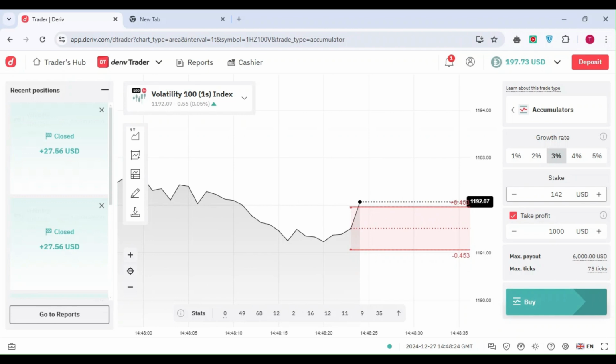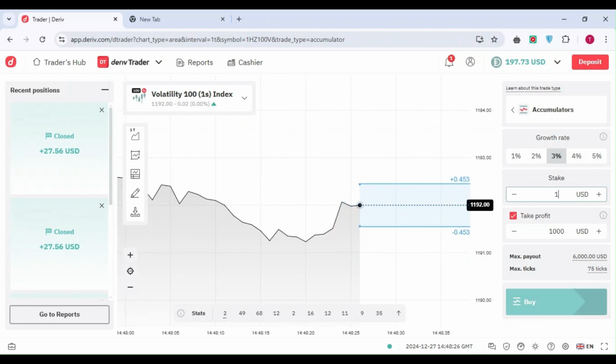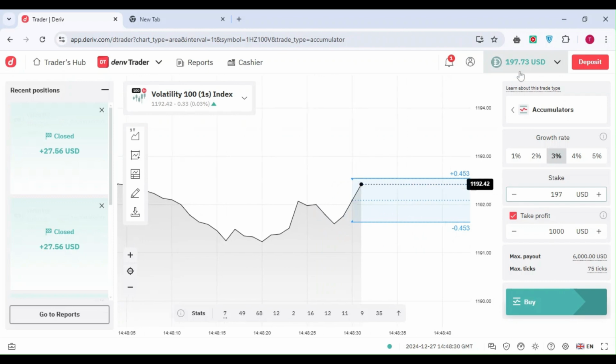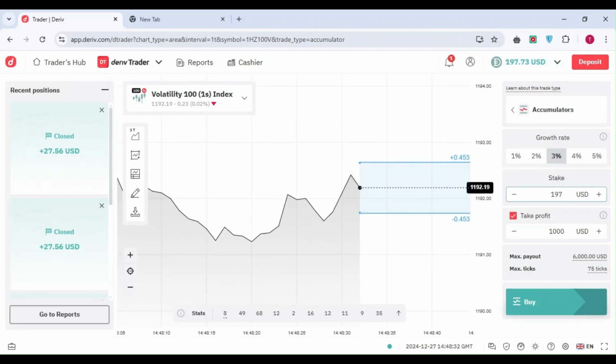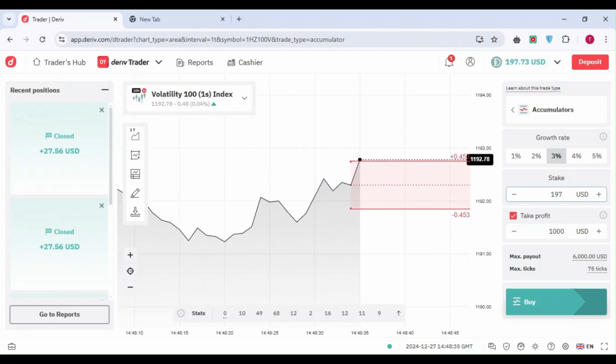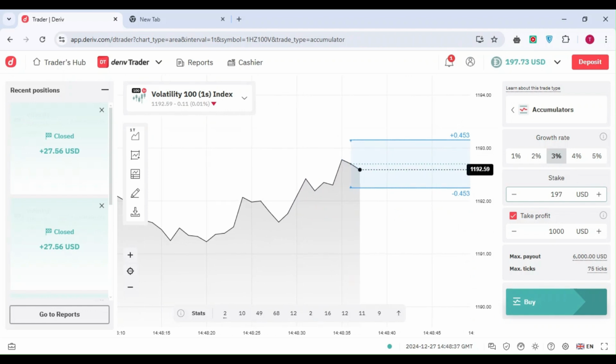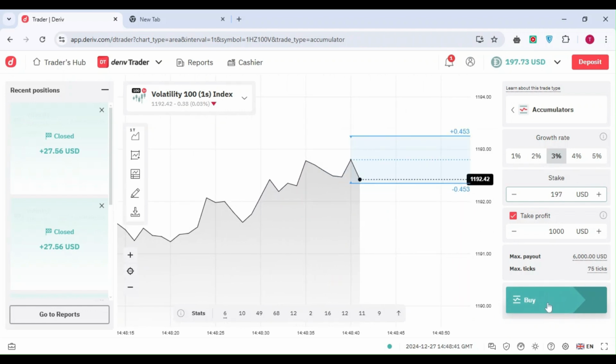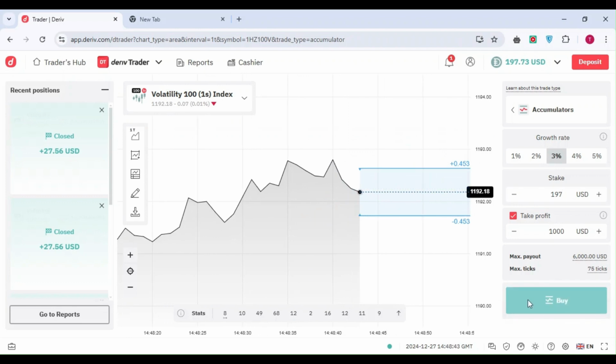Now, there comes a very high risk if you trade with the whole equity. Our whole equity, our capital, is $197.73. If you're going to use the whole of it as stake, understand that you might make more profit, but you stand to lose the whole account in just one single tick. And that's essentially what I'm trying to tell you.